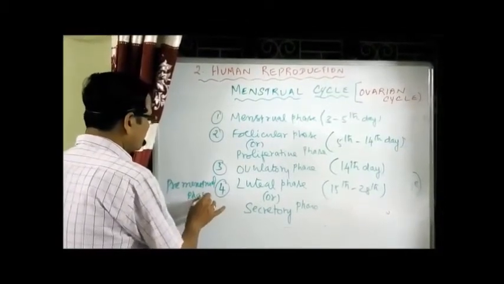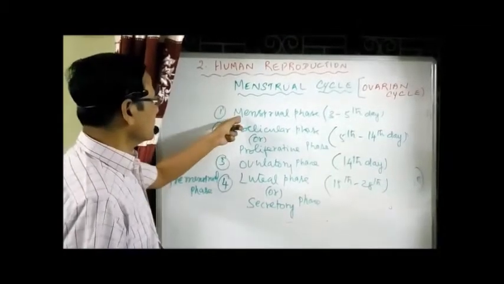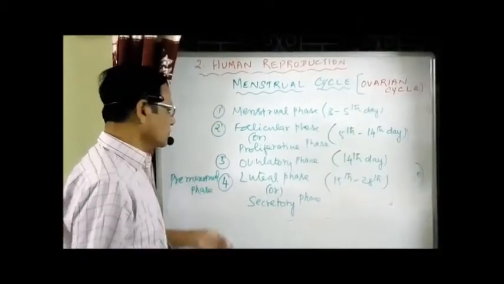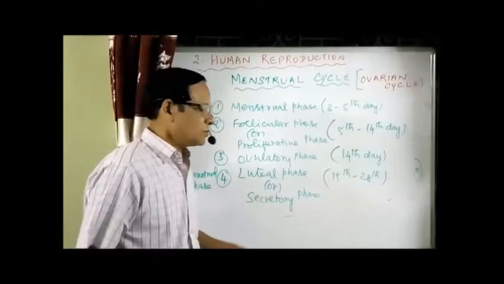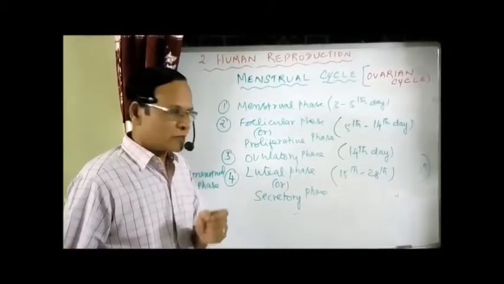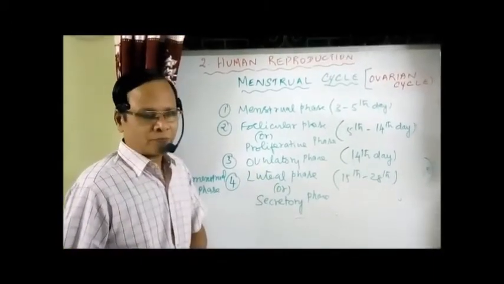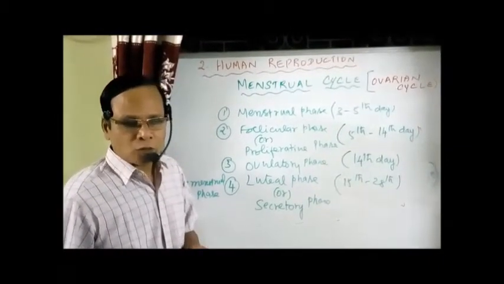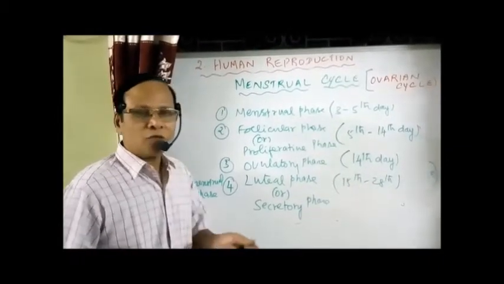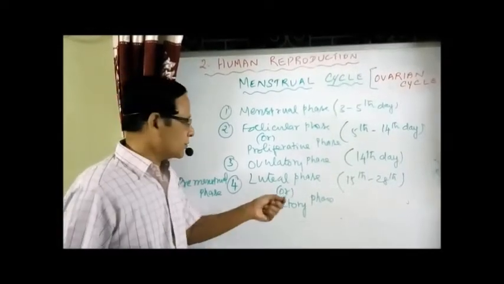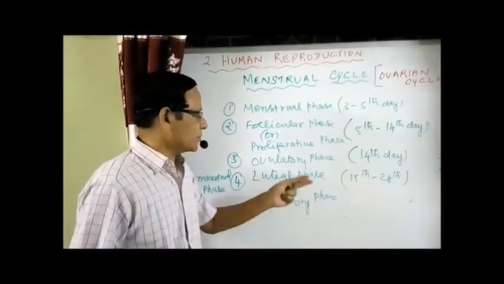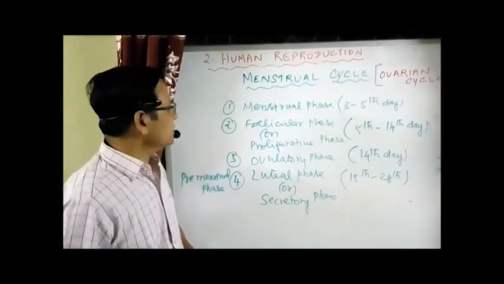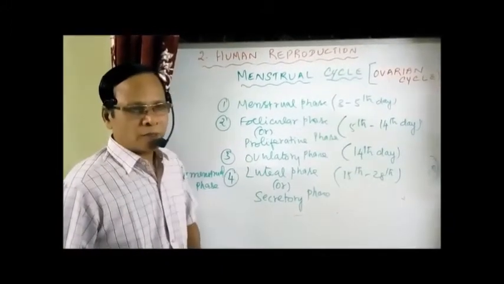As it is happening before menstruation, it is called the premenstrual phase. Now it is called the luteal phase because of the formation of one structure, the corpus luteum. It is called the secretory phase because the uterine wall secretes a nutritious fluid for the fetus, hence called the secretory phase. Now let's see what the changes happening in each one are.